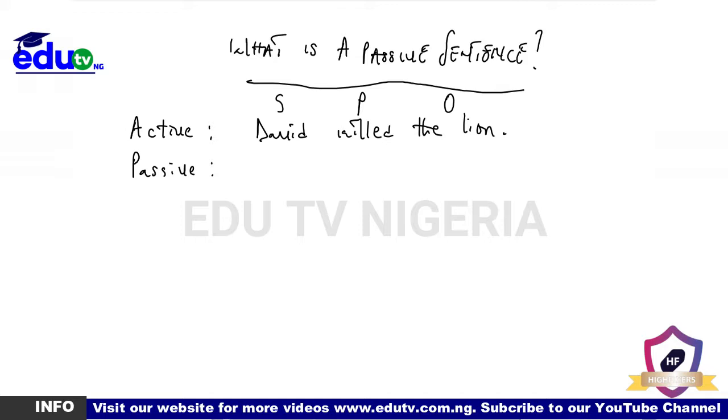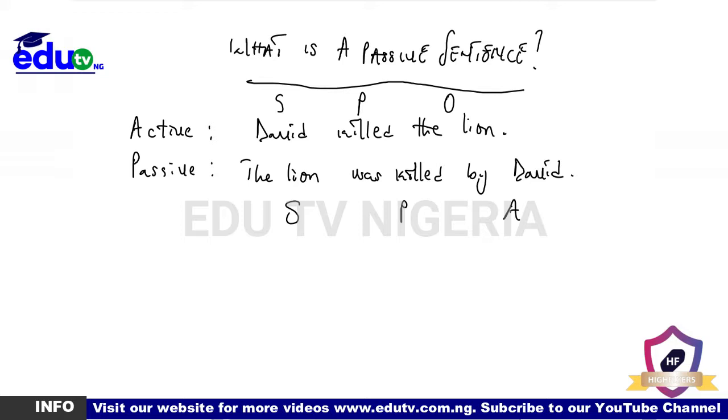Now look at the passive sentence of this same sentence. So we want to try to express this same sentence in a passive form. So we have something like, the lion was killed by David. So the lion this time around is your subject, was killed is your predicator, and by David is an adjunct. So what is the difference between the first sentence, where we had David killed the lion, and where we had the lion was killed by David?